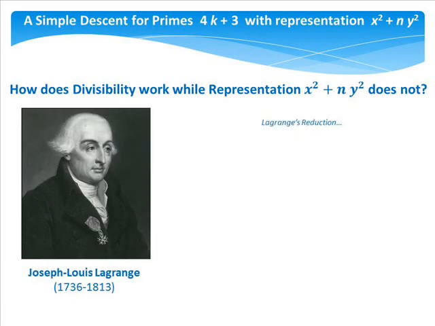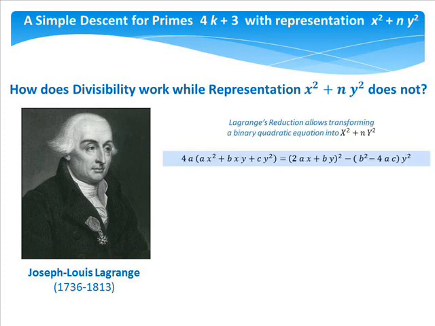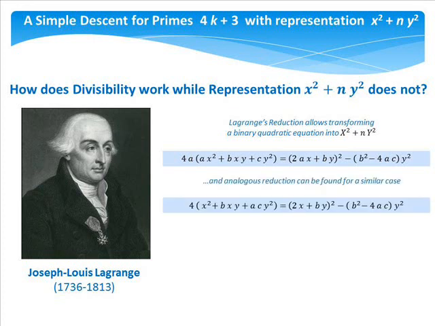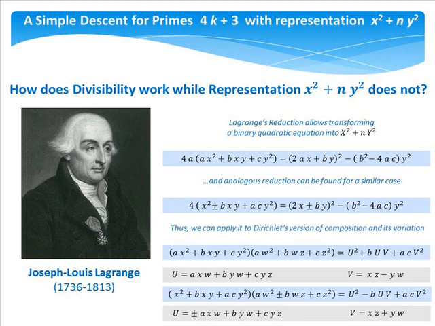Now it's time to introduce Lagrange reduction. It allows transforming a binary quadratic equation multiplied by a factor into x squared plus n times y squared. With that in mind, we can deduce an analogous reduction for a similar case, when those same coefficients appear but in altered positions within the equation. Thus, we can apply this Lagrange-like reduction to Dirichlet's version of composition and its variation.